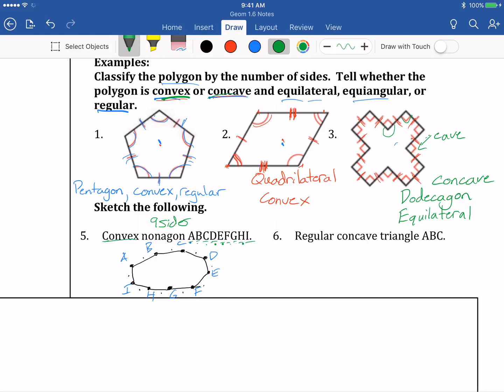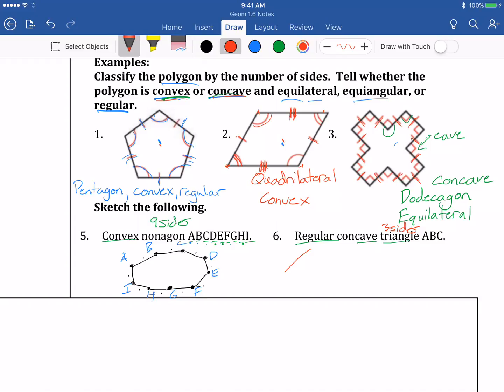Number 6, we have to draw a regular concave triangle. So we can look and see that regular means that it has to have all the same sides and all the same angles. Concave means it has to have some type of a cave in it, and it's got to be a triangle. That means it's got to have 3 sides. So let's try to draw this. So I have a triangle, okay? So here's a regular triangle.